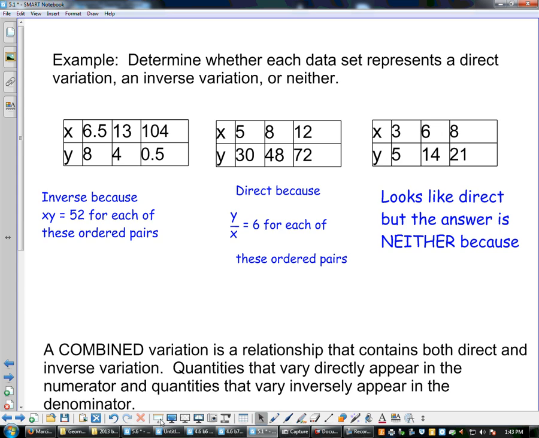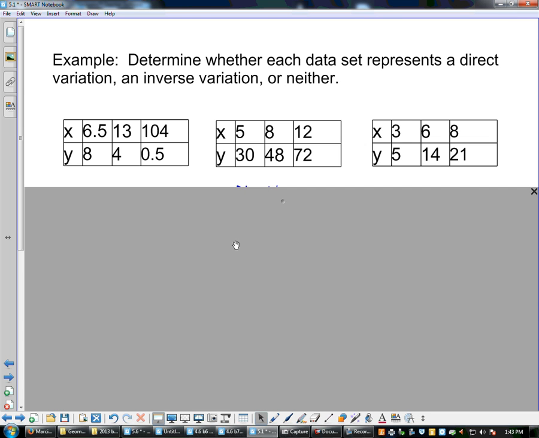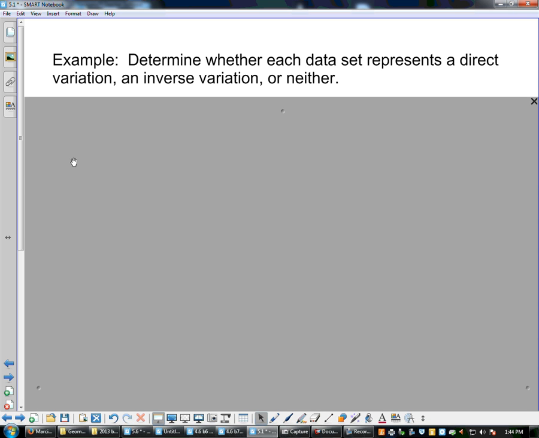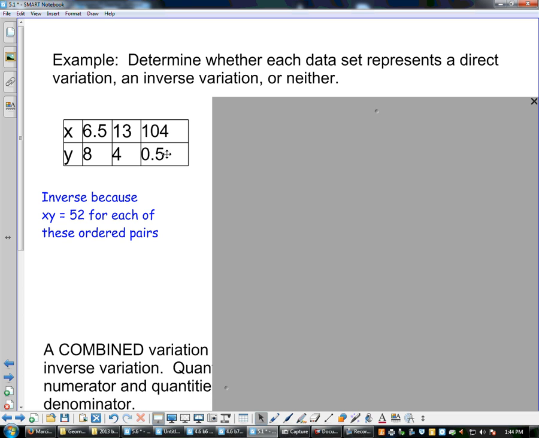All right, let's take a look at this example. Determine whether each data set represents a direct variation, an inverse variation, or neither. Let's take a look at this first data set. X is 6.5, y is 8. X is 13, y is 4. X is 104, y is 0.5. This one is going to end up being an inverse relationship.